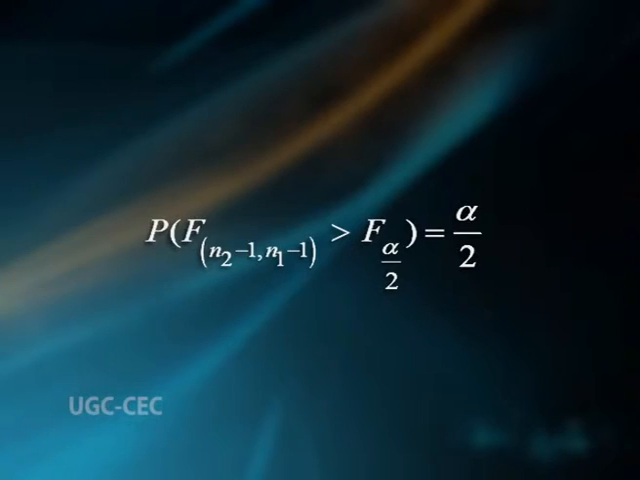Reject H naught against H1 sigma1 not equal to sigma2 if F is greater than F alpha by 2, where F alpha by 2 is from the table of F distribution for n2 minus 1, n1 minus 1 degrees of freedom, such that P of F(n2 minus 1, n1 minus 1) greater than F alpha by 2 equals alpha by 2. If H1 sigma1 greater than sigma2, reject H naught if F is greater than F alpha, where P of F greater than F alpha equals alpha, and if H1 sigma1 less than sigma2, reject H naught if F is less than F alpha dash, where P of F less than F alpha dash equals alpha.